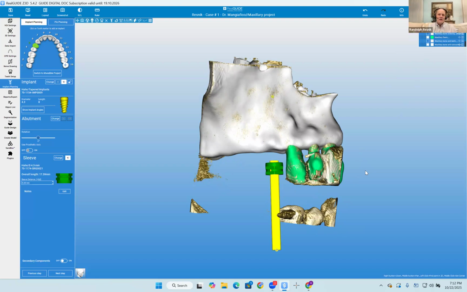And I do believe her inferior alveolar nerve is really close. Really close, yeah. So basically she's gonna have a bicuspid occlusion. Yes. Okay, good. Good.